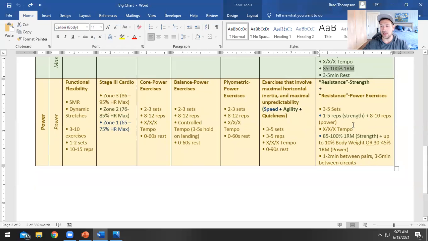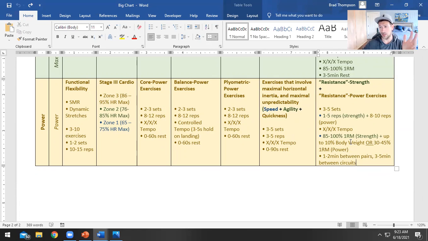And then we do the same thing in the power section, except it's a little bit different here. You'll notice that it says 1 to 2 minutes between pairs, 3 to 5 minutes between circuits. So this is still relatively heavy, but it's also focusing on being very explosive. If you're just doing a superset for your power level client, you're going to take about 1 to 2 minutes between sets. But if you set it up as a circuit, which can be pretty taxing and kind of complicated to set up in the gym, you're going to take about 3 to 5 minutes of rest between circuits.